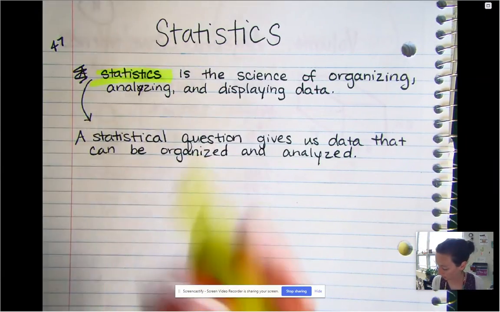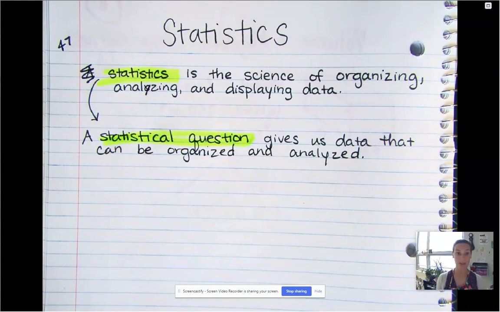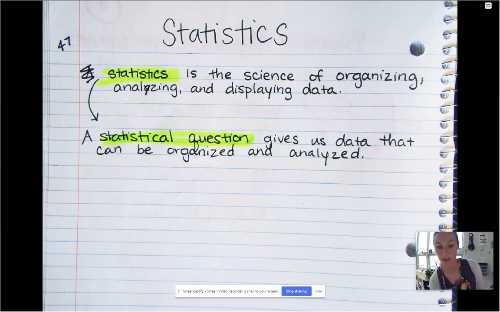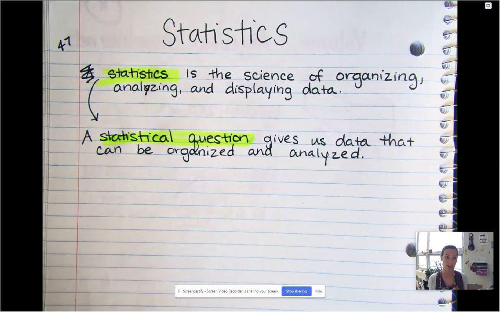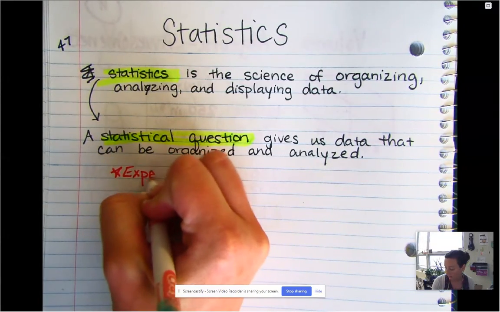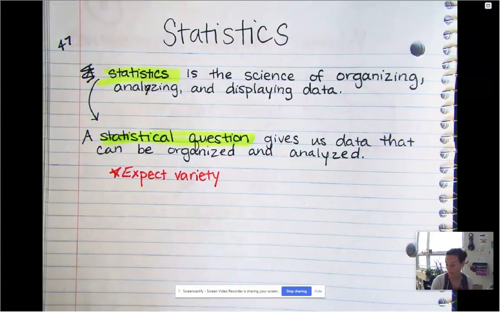So the question, Miss Funk, what is your middle name? There is only one answer to that. Anne is my middle name. So that is not a statistical question because there is not data that can be organized or analyzed. It's just one answer. However, if I ask a bunch of people, what's your middle name? That would be a statistical question because I'm going to get a bunch of different responses. So one of the things we look for in a statistical question is this is a question that we expect variety, so different answers.